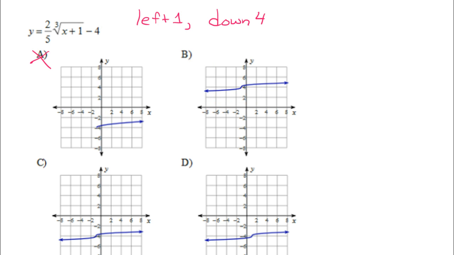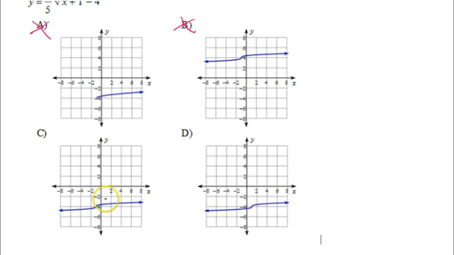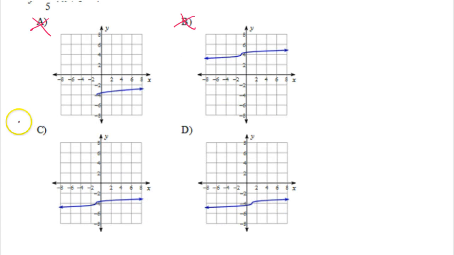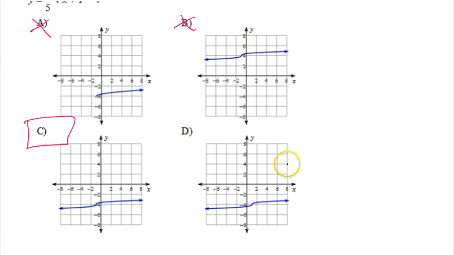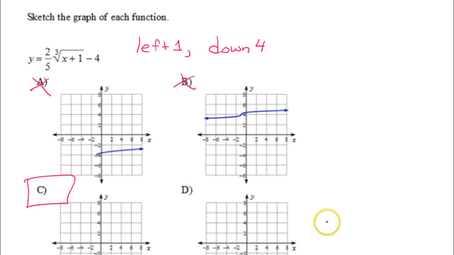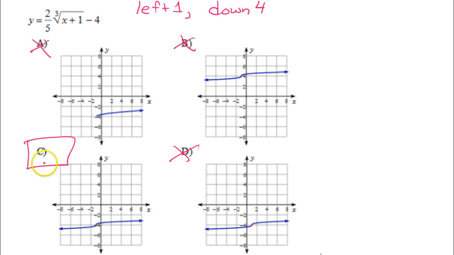So let's see what's going on here. This seems to be left 1, up 4. So that's close, but we need left 1, down 4. What about this? This seems to be left 1, down 4. So that's what we want. So it's looking like C is going to be the answer. If I look at the center of this wave, it seems to be right 1, down 4. So that's pretty close, but we wanted left 1, down 4. So the answer is C.